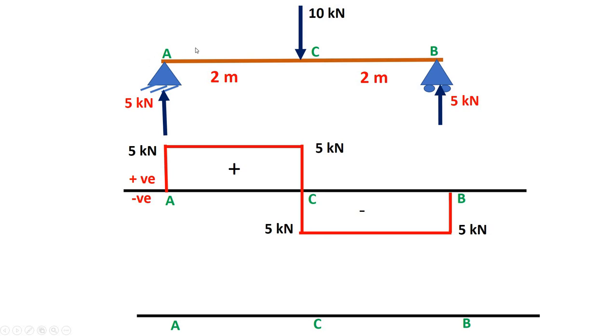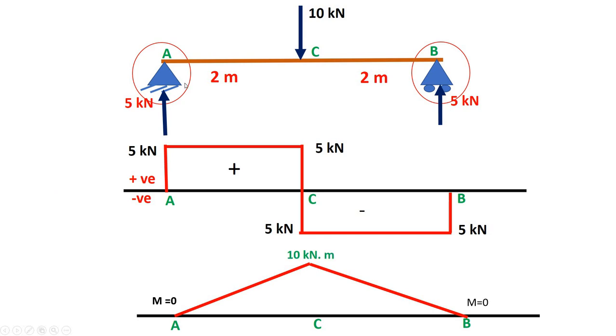Now what about the bending moment diagram? This support is a hinge support and this support is a roller support. They don't take any type of moment, right? So moment at A and moment at B both are 0, right? Now what about the moment at C? The moment at C, that is 5 into 2 and that is 10 kilonewton into meter, right?